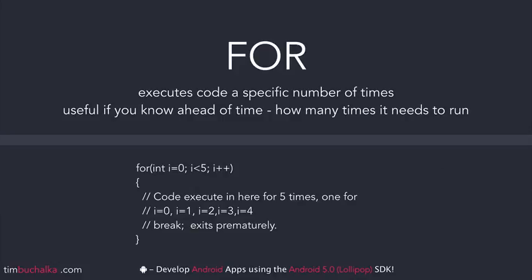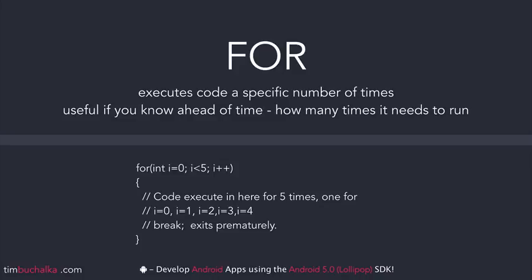So it starts with the word for, and then in brackets, we start with an initializer, and that usually sets the variable that we're actually using for conditions, in this case i. So we're setting the first value of i to 0. Then there's a semicolon, and then there's the Boolean expression, which is the true or false, so i less than 5. So in other words, the for loop is going to continue until that statement returns false.